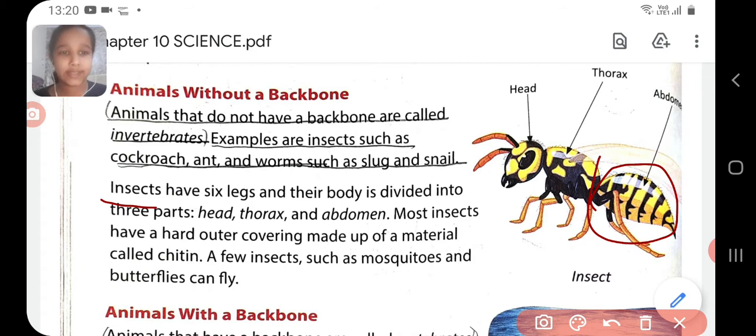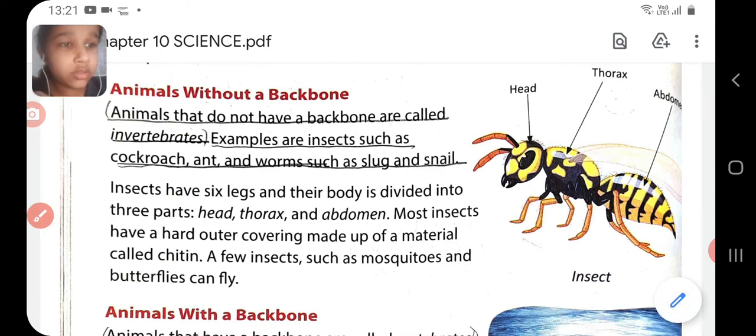A few insects such as mosquitoes and butterflies can fly. Mosquitoes, butterflies, honeybees, these all can fly. Yes. So these insects can fly. So now let's go next.